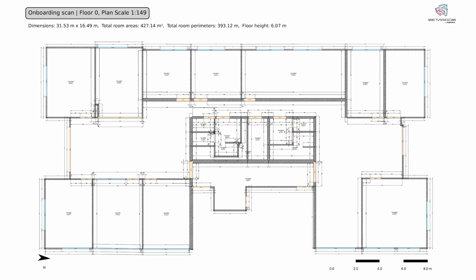This is what the 2D floor plan looks like when you export only the room geometry. You get a clear, clean plan without furniture, focused on walls, rooms, and openings, all at the chosen scale. Perfect when you need just the structure of the room.